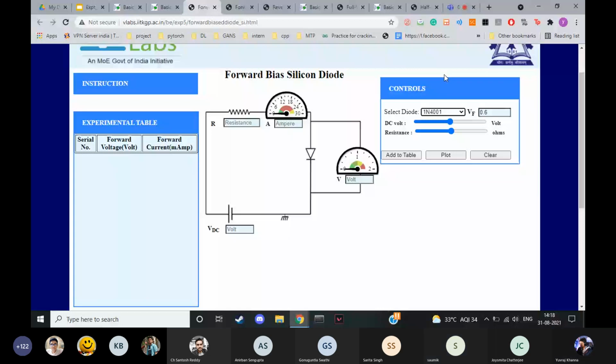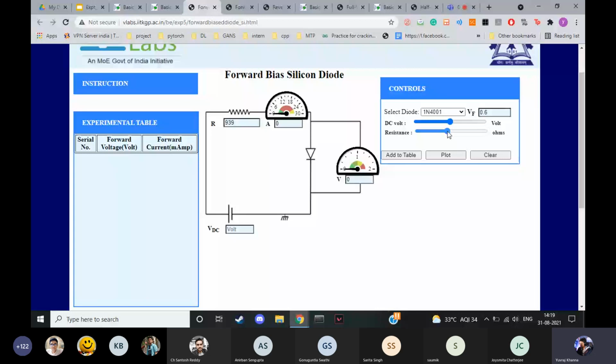Okay. So here, as you can see, we will first select the diode. Then here is the threshold voltage, sorry, the cut-in voltage for this diode. Here you can select the resistance for this experiment. I will be selecting 100 ohms here. Then this is the DC voltage which is applied here. This is the diode, this is the voltmeter, and this is the ammeter, where we will measure the forward voltage and the forward current.